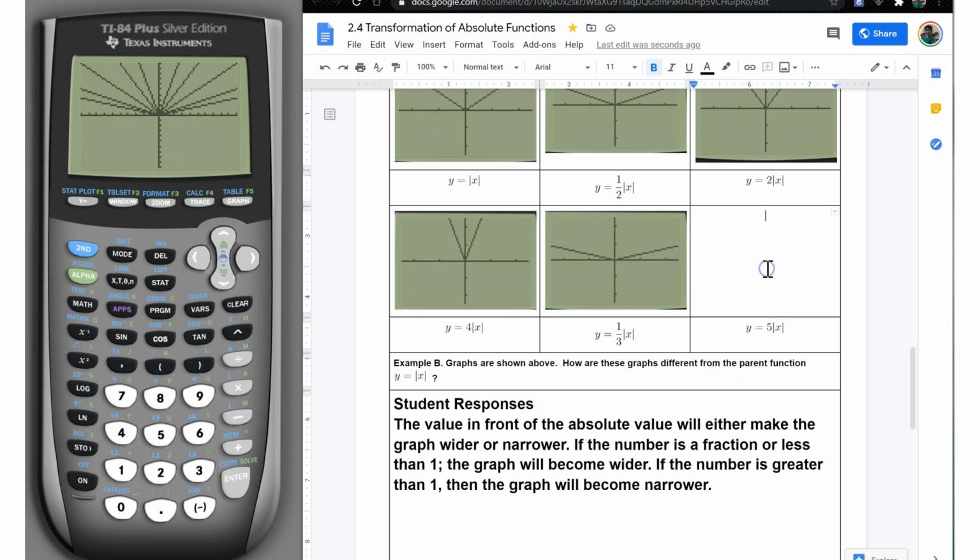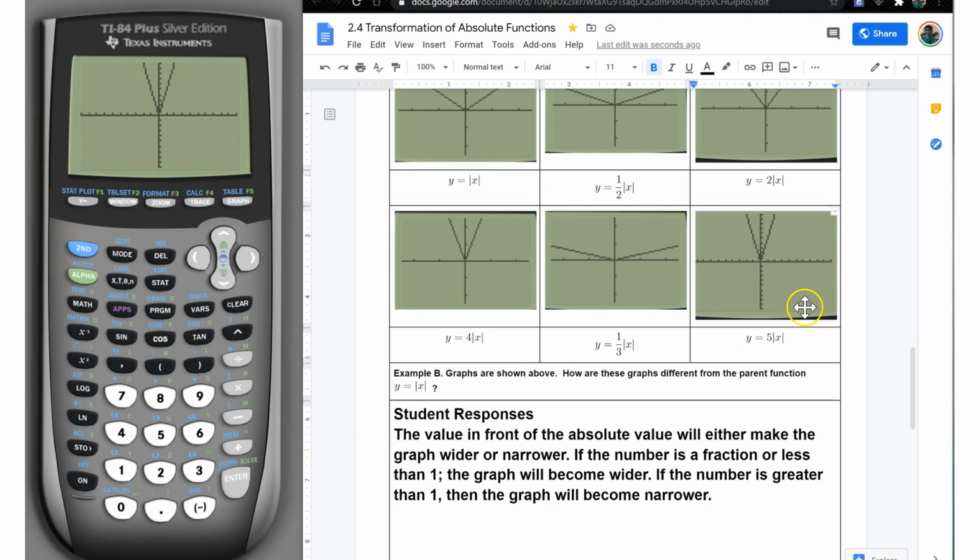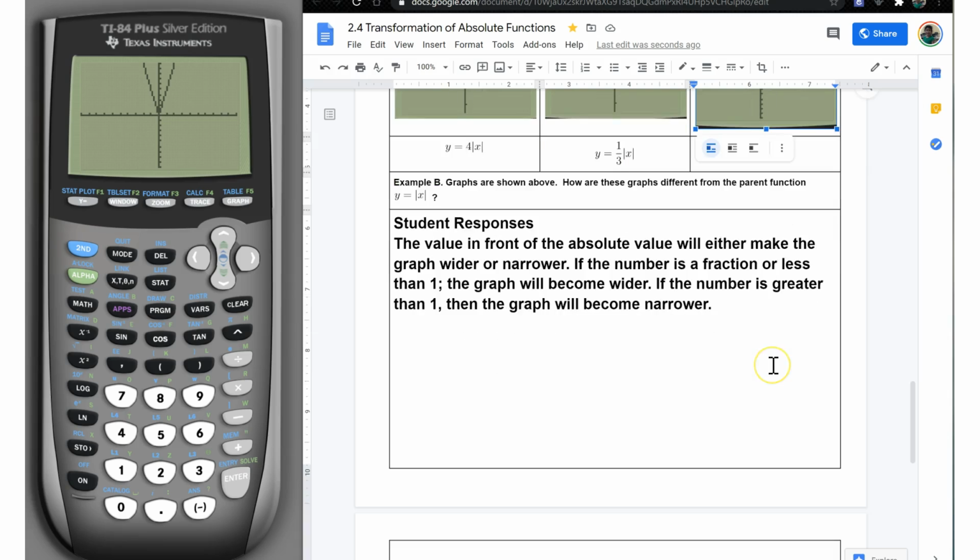So I left this blank here because I wanted you to give me a prediction as to what you think the graph would be, and I want you to go ahead and do that. So go ahead and pause the video and make your prediction. So if your prediction came out like this, then you're correct. So the number 5 is going to make this narrower.